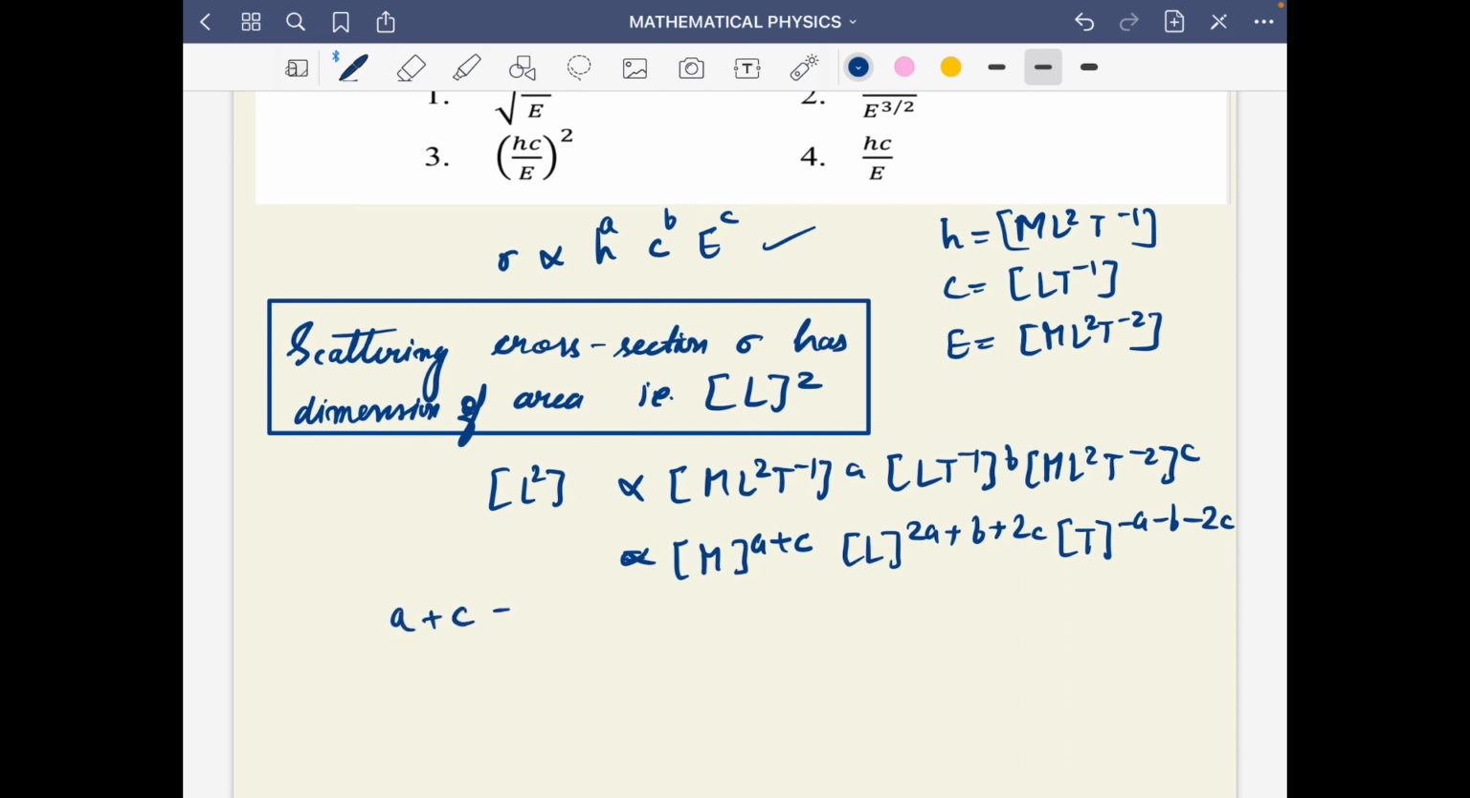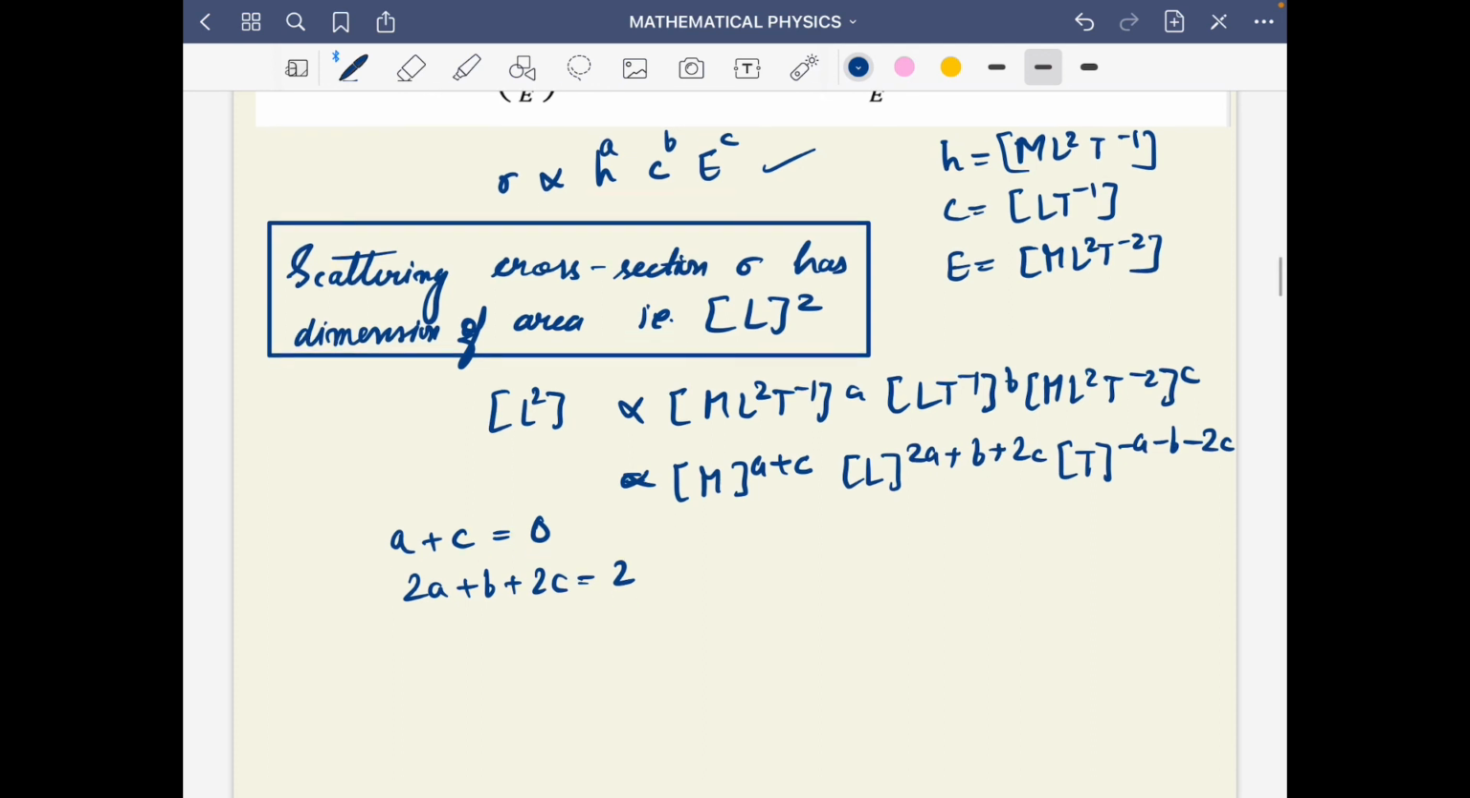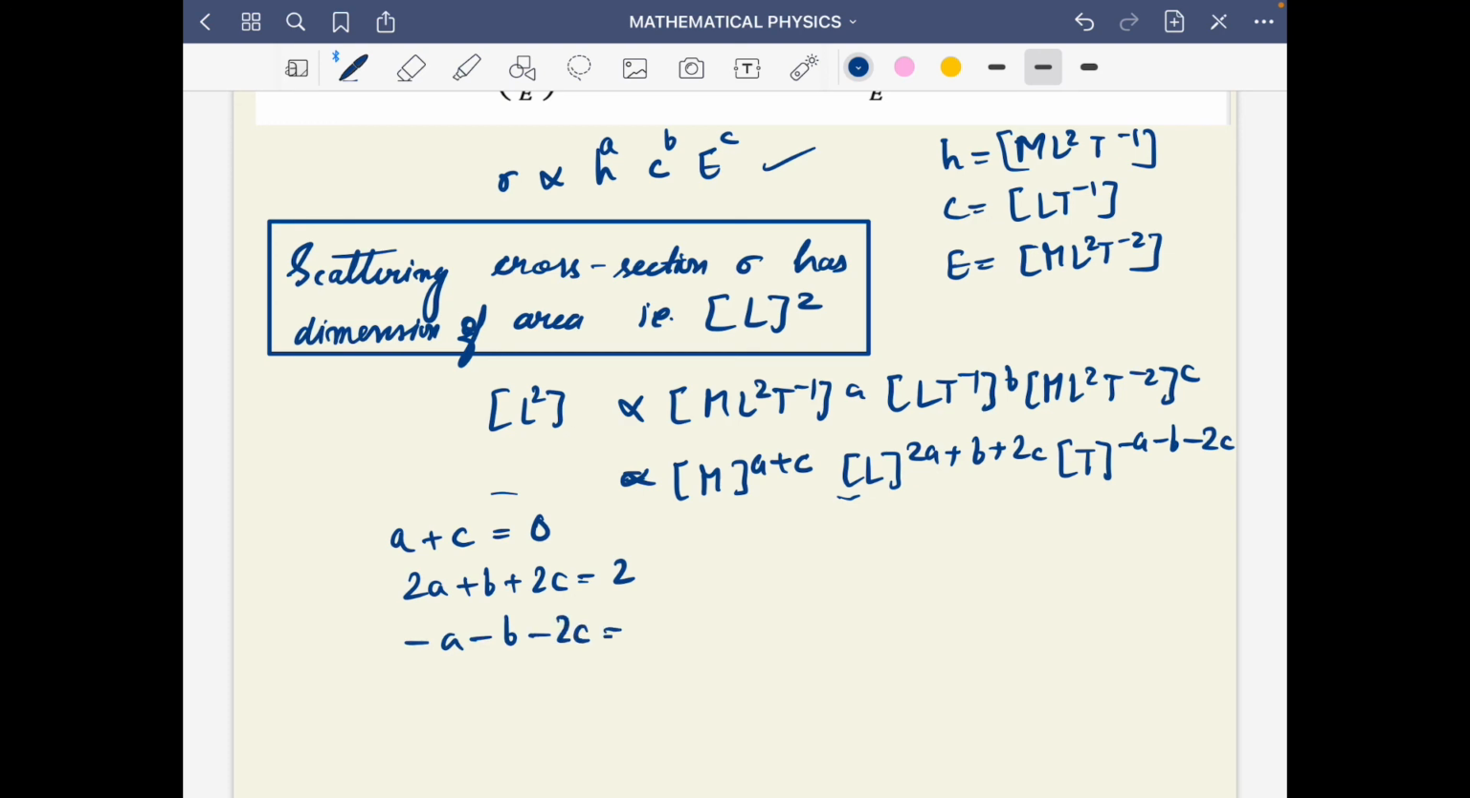We will know. a plus c is equals to 0. 2a plus b plus 2c is equals to 2. We will compare from LHS and RHS, this side and this side, I mean. Minus a minus b minus 2c is 0. Right. What we will obtain from here is, solve these equations. We get a is equals to 2. This will cancel, this will cancel. Okay. Now a is 2, c becomes minus 2 from the first equation.